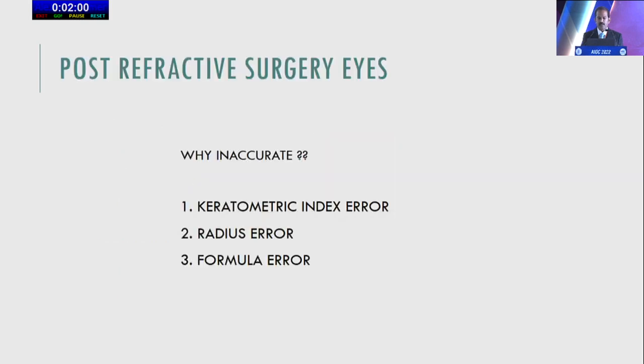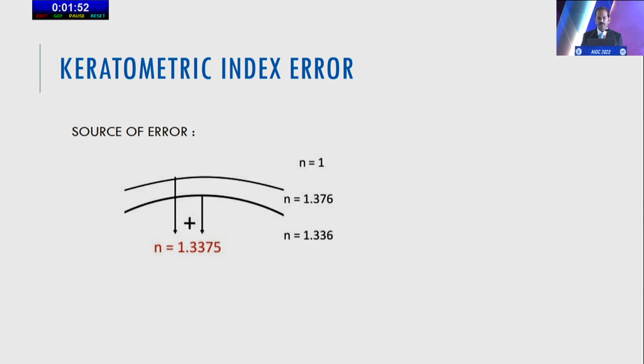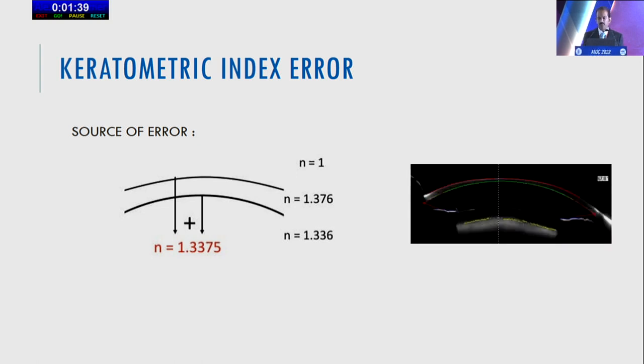The issues with calculation, the main situation here, are post-refractive eyes. The reasons for inaccuracy are the keratometric index error, the radius error, and the formula error. In keratometric index error, in calculation you generally use a refractive index of 1.3375, which is actually a fictitious one because it assumes the anterior and posterior cornea have a specific ratio. It works well in virgin eyes, but in a post-refractive eye, where the anterior cornea is altered, the ratio of anterior to posterior is also altered, so the ratio becomes invalid.